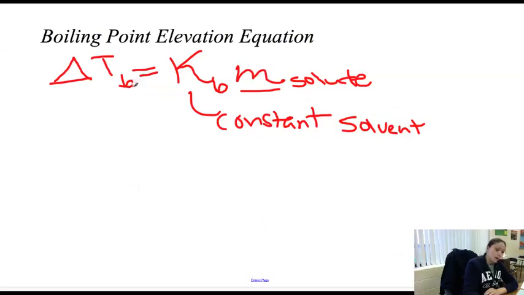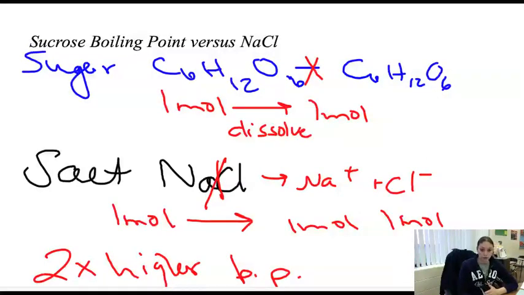Now we're going to look at the difference between sucrose and table salt when we add these for boiling points. Here's an example of sugar, C6H12O6. When it's bonded to another sugar, if I have 1 mole of it, 1 mole will dissolve.